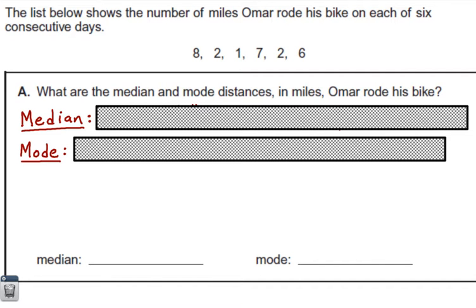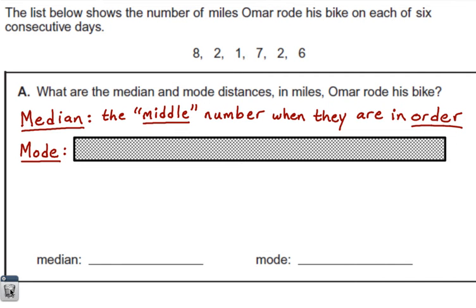So what is the median? You have to know what the median is. That's a key vocabulary word. You don't have to write this down in your packet. But the median is the middle number when they are in order. That's very important. You can't really identify the median, what number's in the middle, unless they are in order.